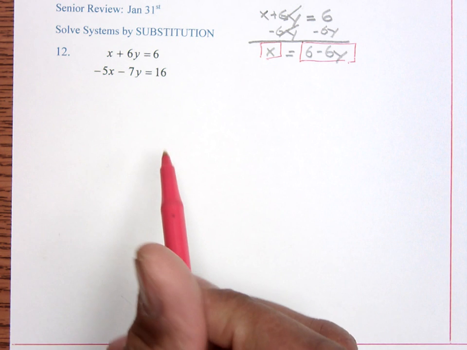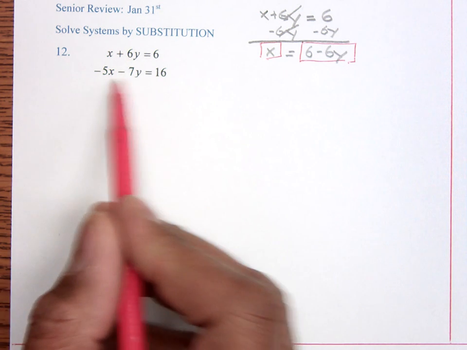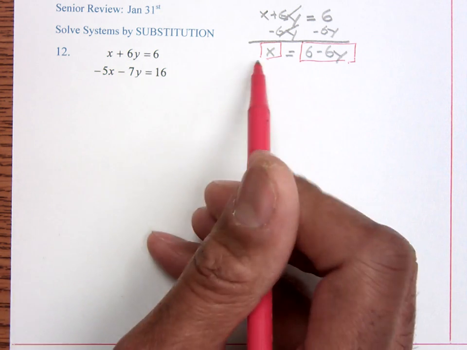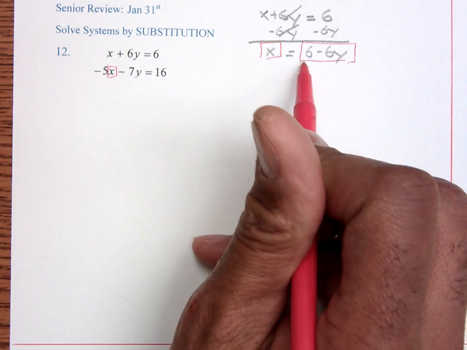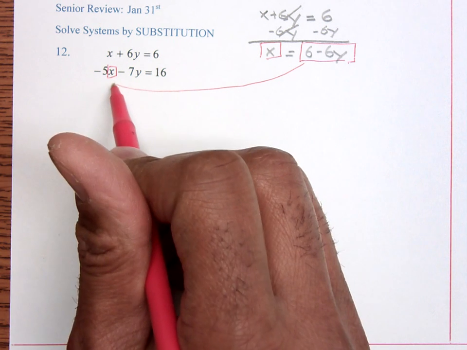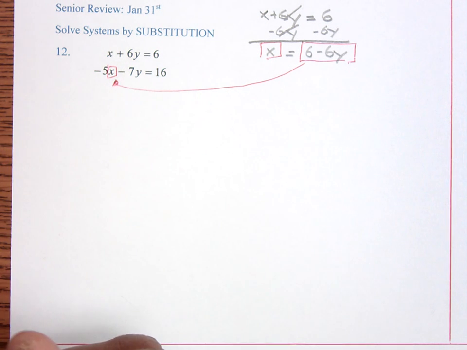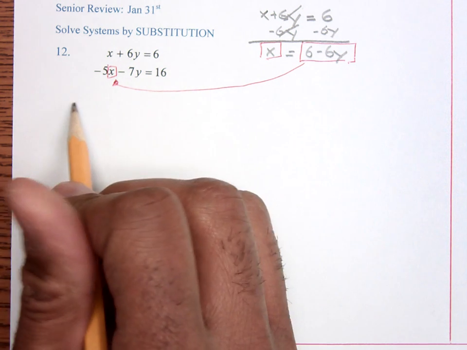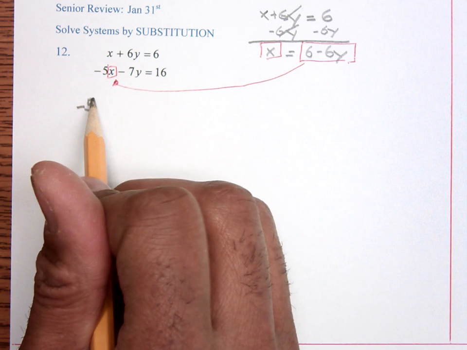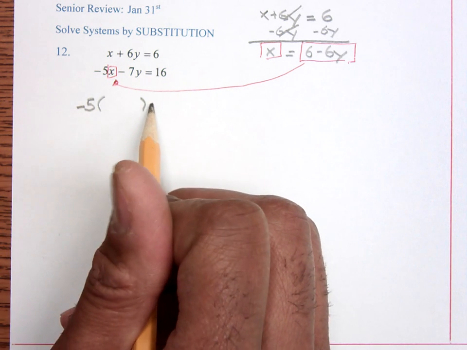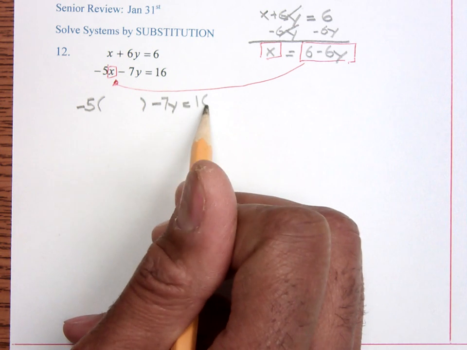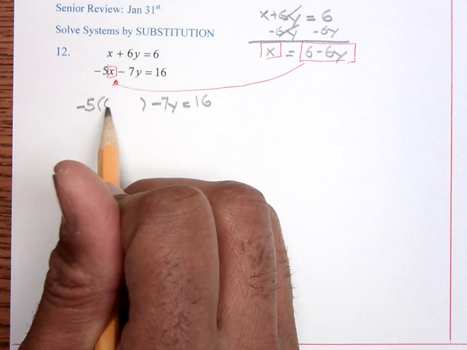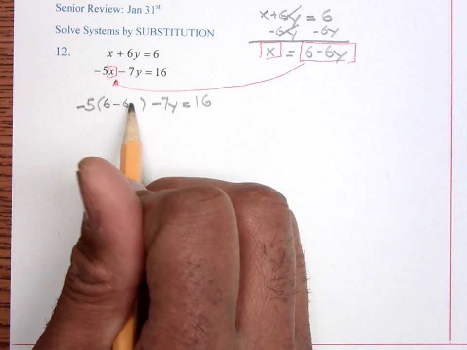So we need to look in the other equation, not the one we just used, but the second equation. And here's the x right here, so we're going to replace this x with the 6 minus 6y. To do that, I'll write the equation over. But I won't write negative 5x minus 7y equals 16. Instead of putting an x there, I'm going to put 6 minus 6y.